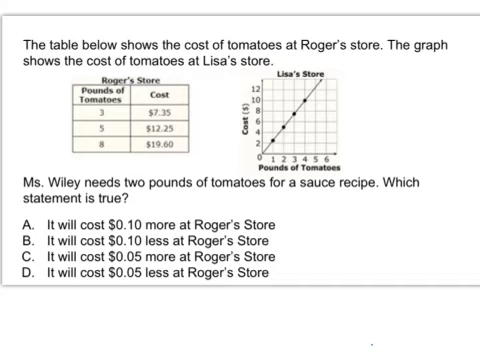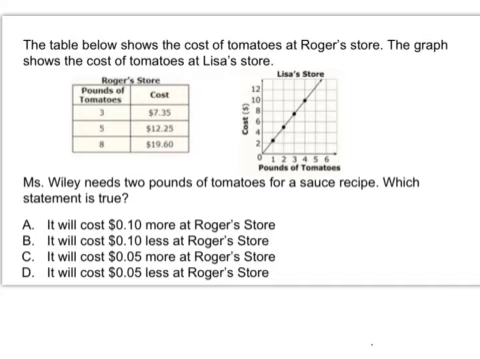And the last type of comparing problems could be when you're given a table and a graph. So this says the table shows the cost of tomatoes at Roger's store. The graph shows the cost of tomatoes at Lisa's store. Miss Wiley needs 2 pounds of tomatoes for a saucepan. I want to know which statement is true.